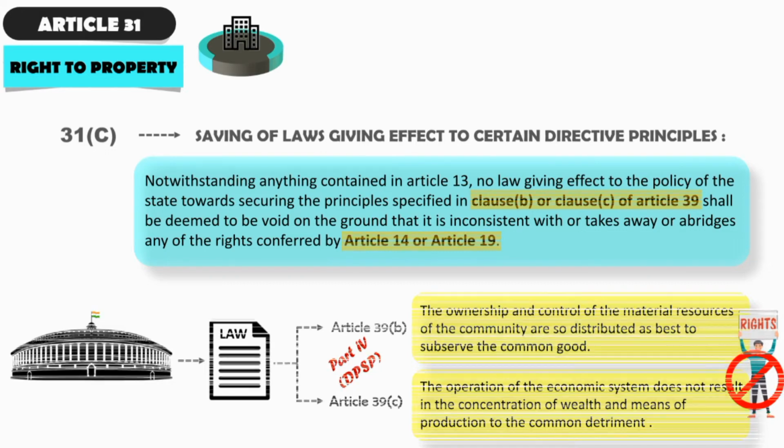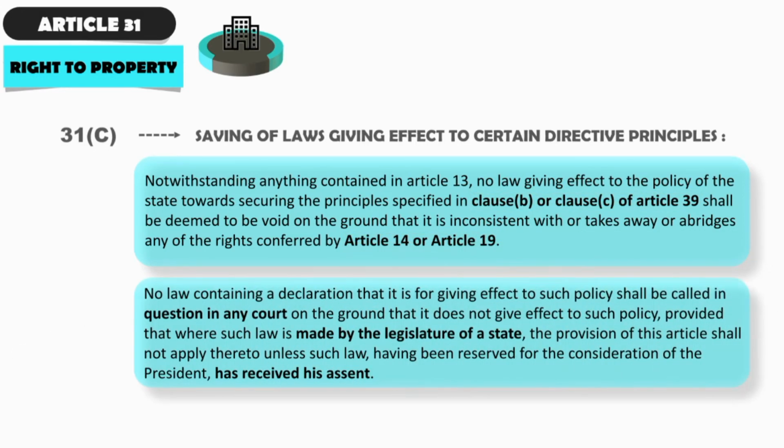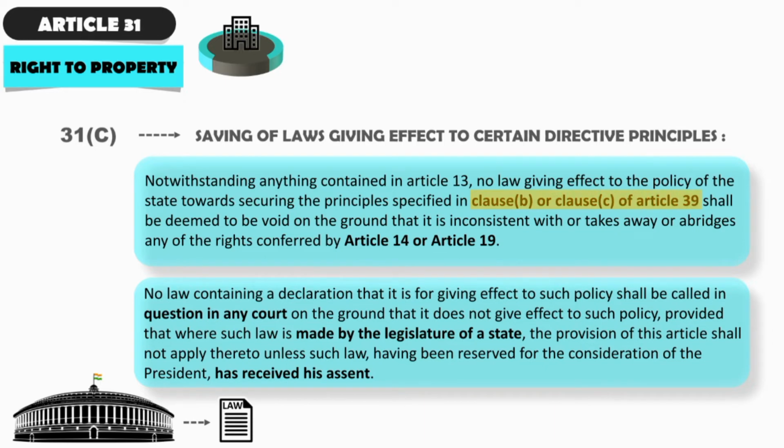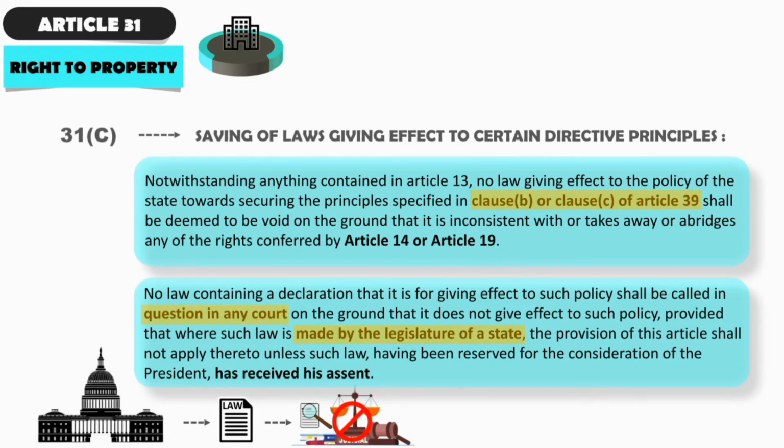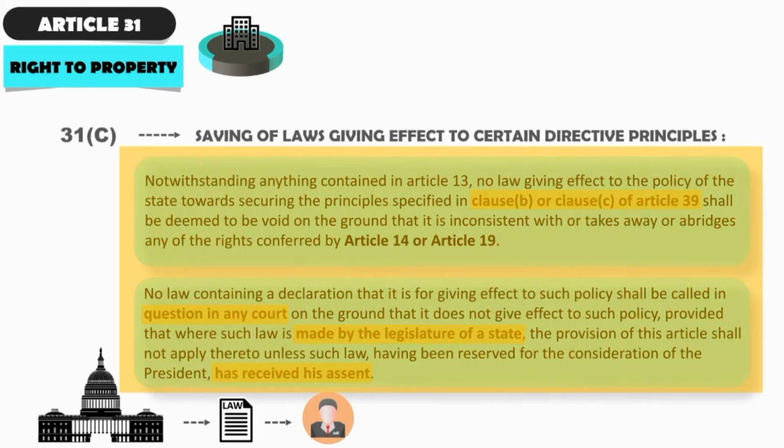Coming to the second provision, it was said that whatever law the government will make to implement these two policies will not come under judicial review and cannot be questioned in any court. And if the state government or state legislature makes a law, then it will be approved only when it gets the assent of the president. These were the two provisions of Article 31 Clause C which were added to the Indian Constitution by the 25th Amendment Act of 1971. Remember, the year was 1971.